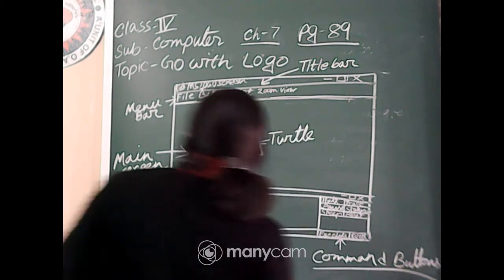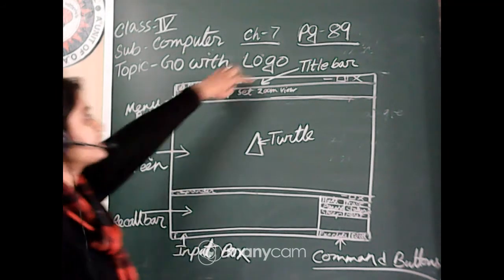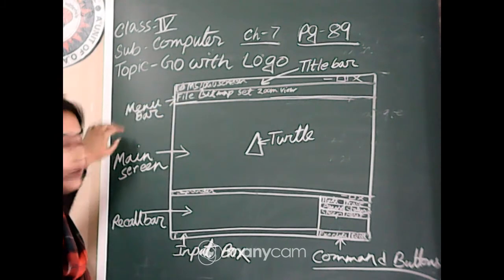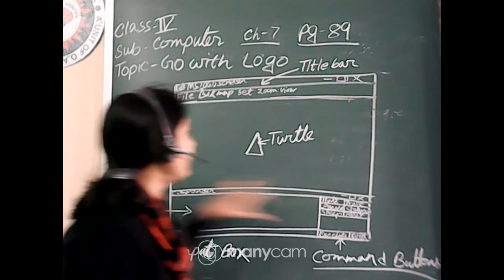These are called command buttons. Okay, so here you can all see the top of the screen. This is called the title bar. After the title bar, this is the menu bar. All the menus are there, and inside this is called the main screen.